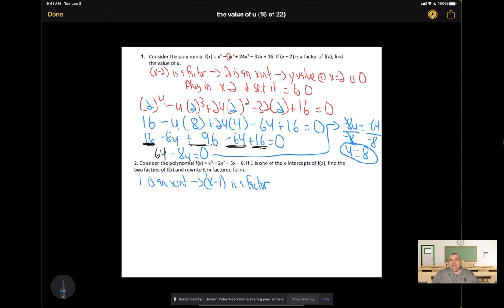To find the second factor, I'm going to do what we did in the previous lesson. If I know this polynomial and I know that x minus 1 is one of its two factors, I can figure out the second factor by dividing. So I'm going to do x cubed minus 2x squared minus 5x plus 6 divided by x minus 1. And whatever answer I get is going to be the second factor. Okay, so let's set up the box method here.